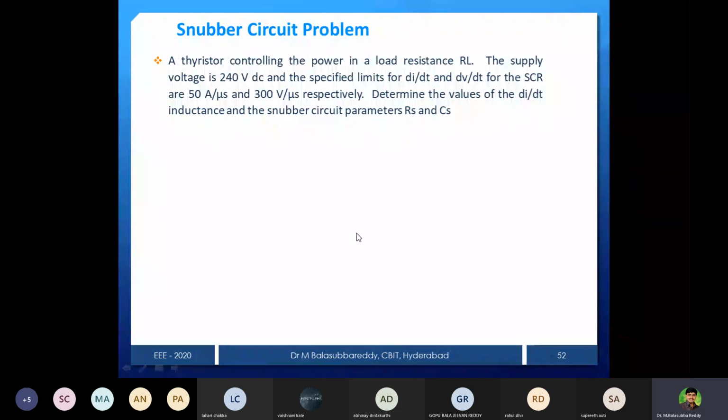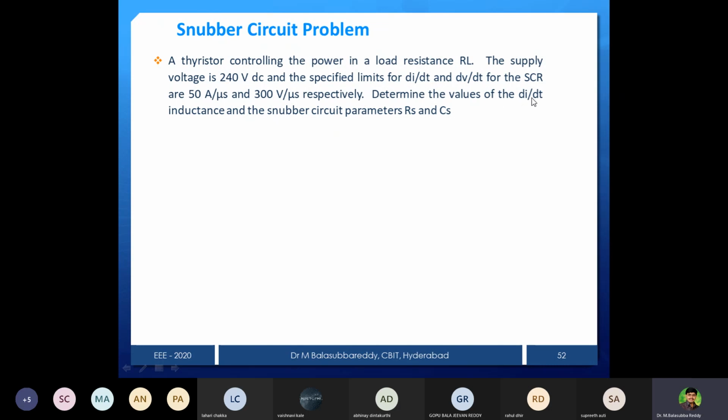So now we'll see one problem. The problem is mentioned here: a thyristor controlling the power in a load resistance RL. Because normally with one thyristor there is a load RL, and we are able to control that through the thyristor. The supply voltage is 240 volts DC, input side Vs is given, and the specified limits for dV by dt and dI by dt are both mentioned. For the SCR, dI by dt is 50 amperes per microsecond and dV by dt is 300 volts per microsecond respectively.